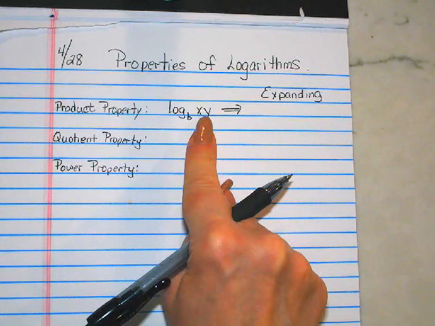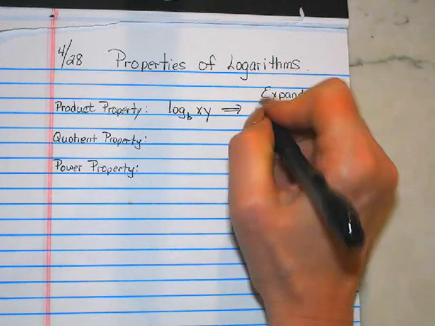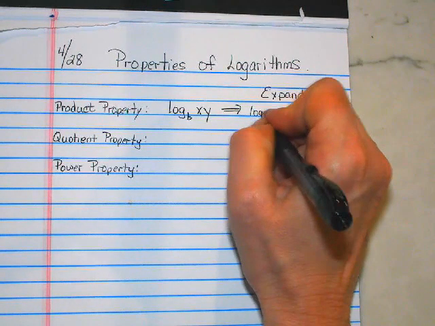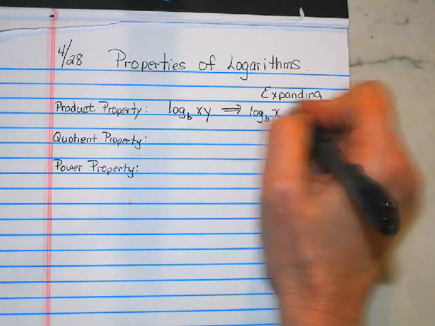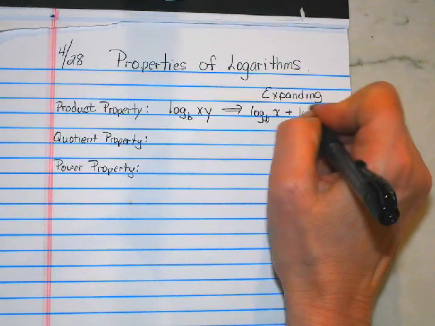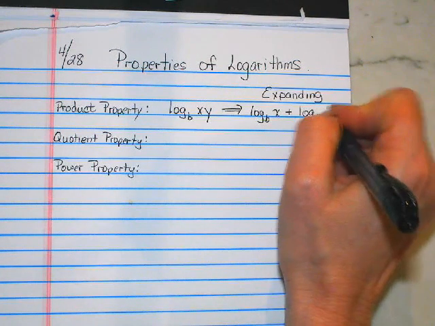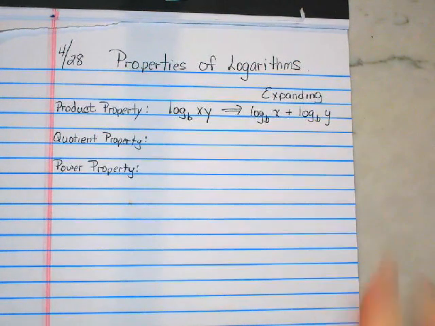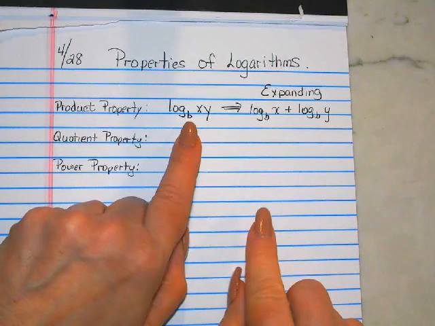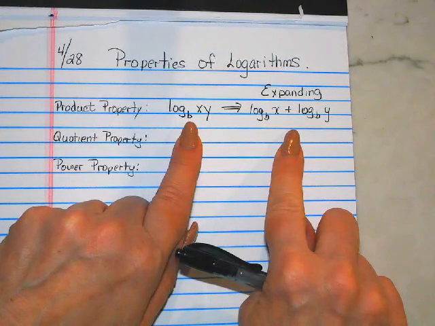Whenever you have two items multiplied, you rewrite it as the log base b of x plus log base b of y. Okay, so this is the condensed form. This is the expanded form.